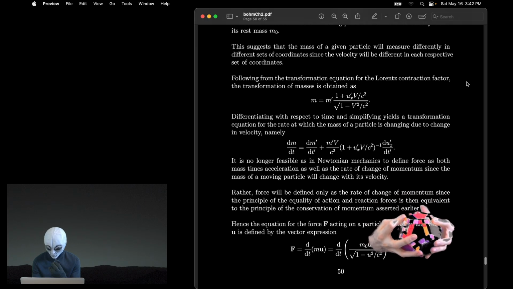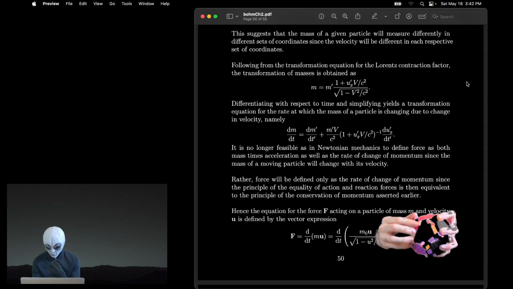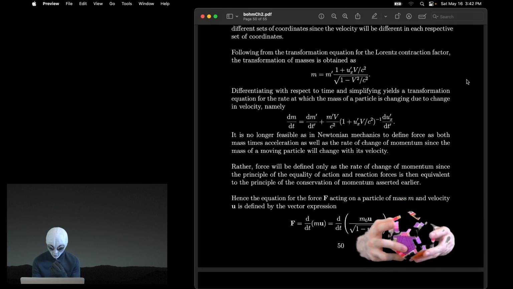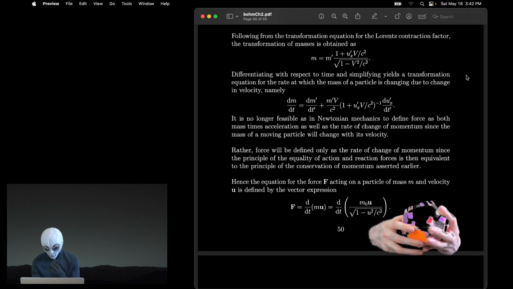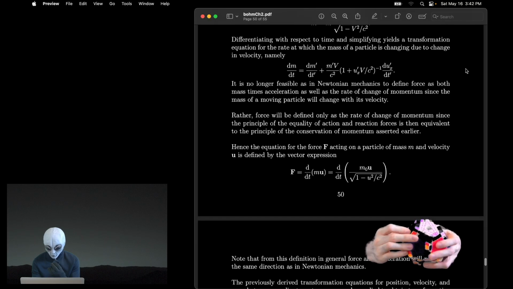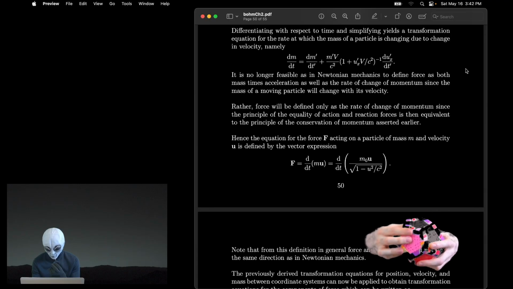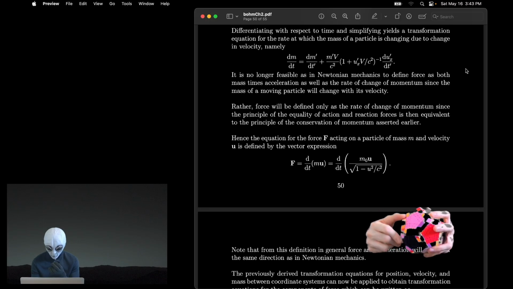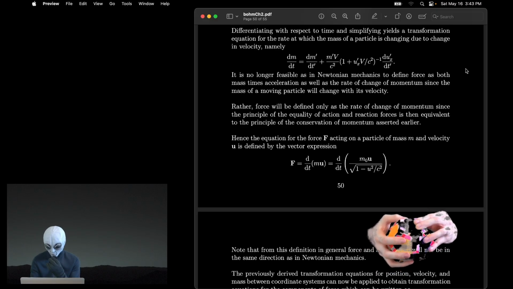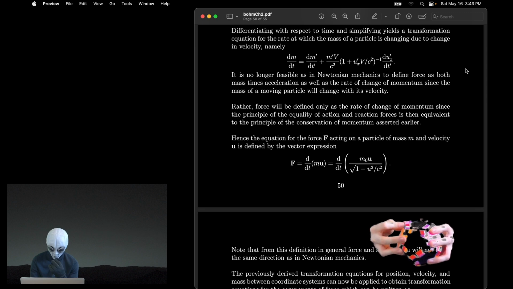Following from the transformation equation for the Lorentz contraction factor, the transformation of masses is obtained as m = m' (1 + u_x'V/c²) / √(1 - V²/c²). Differentiating with respect to time and simplifying yields a transformation equation for the rate at which the mass of a particle is changing due to change in velocity, namely dm/dt = dm'/dt' + (m'V / c²)(1 + u_x'V/c²)^(-1) du_x'/dt'.